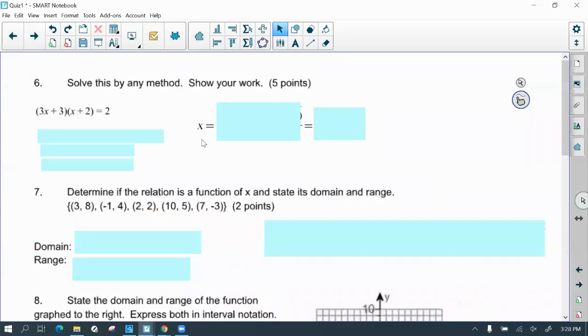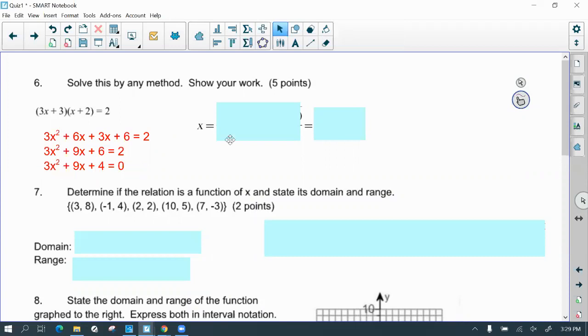Page 2, solve by any method you want. Unfortunately, this is factored, but it equals 2. That doesn't help you. To solve by factoring, you want it to equal 0. You have to have it equal 0. So you have to expand this. You have to double distribute and collect like terms. Now you can set it equal to 0.